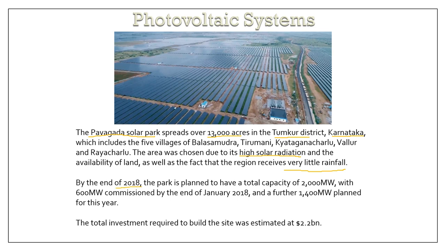So at the end of 2018, they were able to produce about 2,000 megawatts. 600 megawatts were commissioned by the end of January that year. They wanted to go to 1,400 megawatts, and they made it. So starting with 600, they boosted up to 1,400. By the end of 2018, they got 2,000 megawatts of electricity production, and they spent about $2.2 billion.